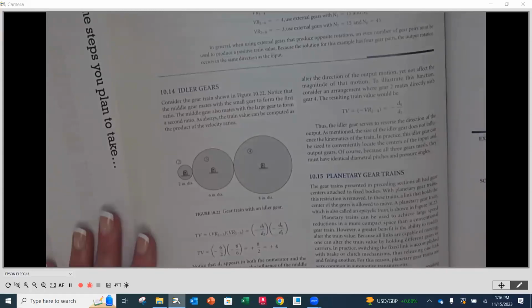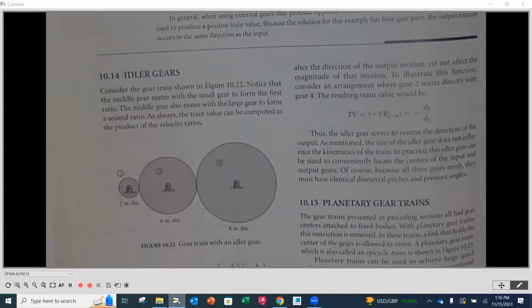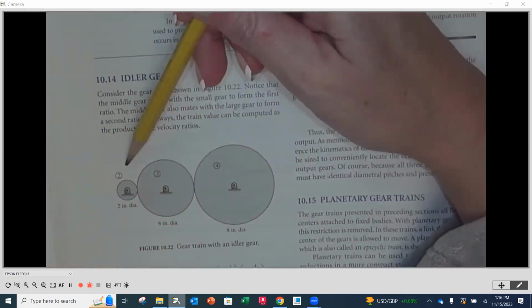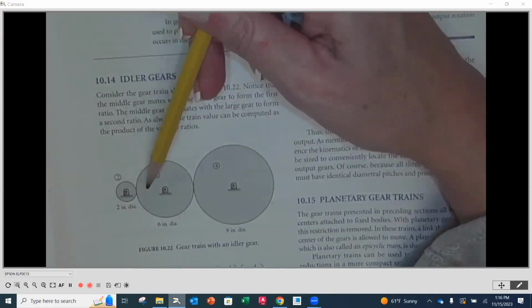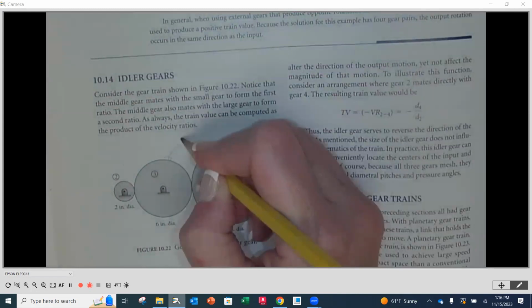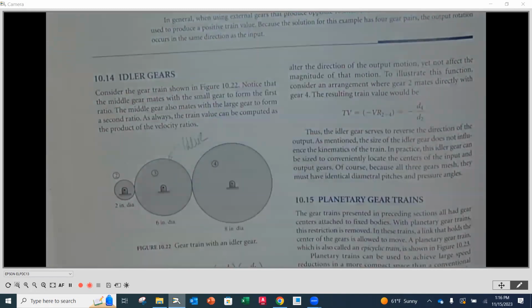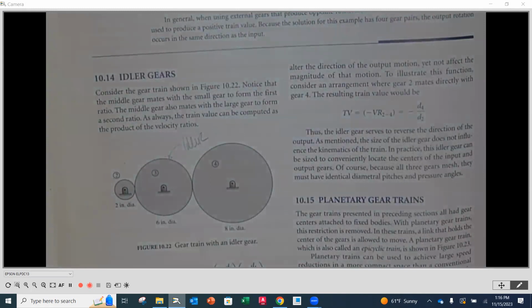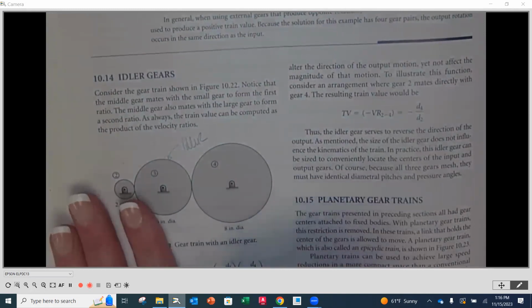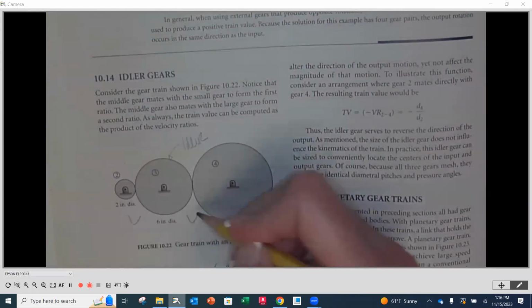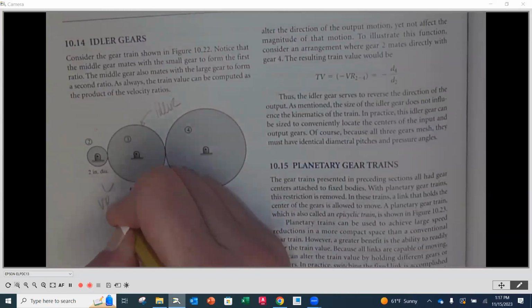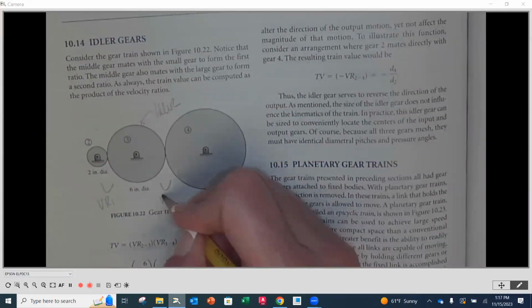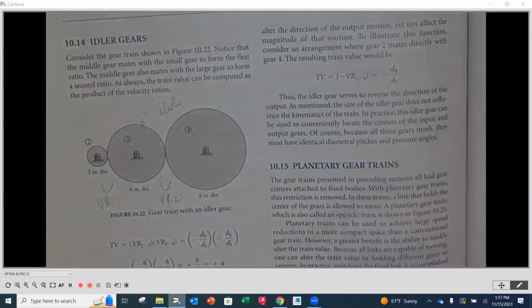To show an example of that, we have this right here. We have gear number 2, gear number 3, and gear number 4. Notice that gear number 3 is what we call our idler, because gear number 3 meshes not only with number 2, but also with number 4. So if we wanted to figure out the 2 velocity ratios, we'll use the physical size, and we would call them velocity ratio number 1 and velocity ratio number 2.